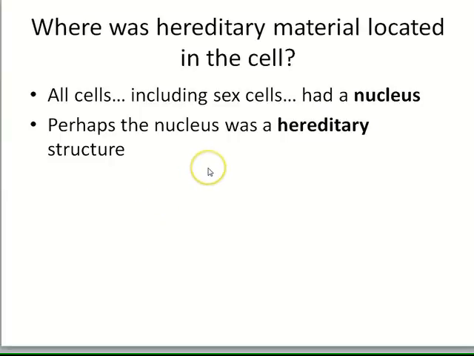Well, the question then was, what is it about the sperm cell and the egg cell that has this information to make a new individual? In other words, where in the cell is the hereditary material located?